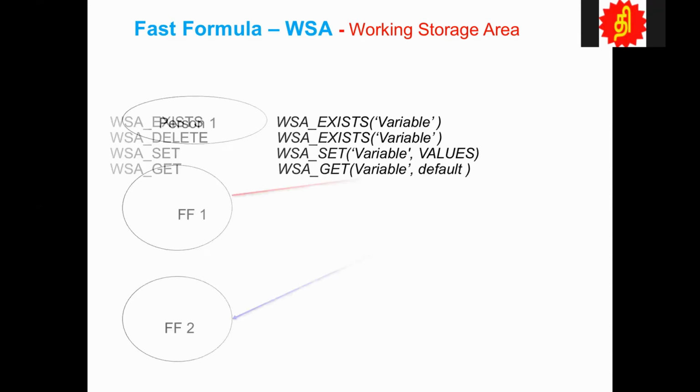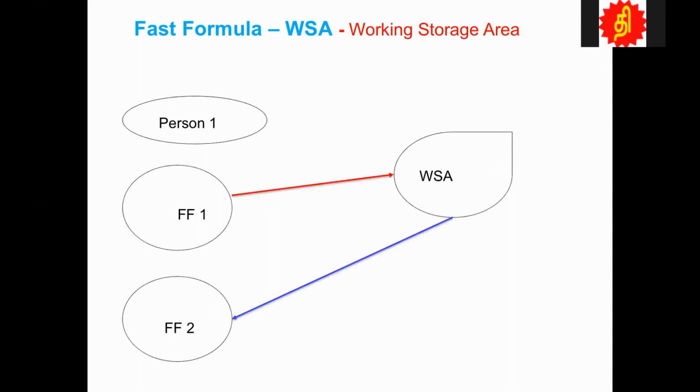Now let's see how it works. Okay, now I'm setting a person. You are setting the FF pass formula 1, and the subsequent formula. After the FF2 is executed, you can get the variable. This is kind of horizontal: we are setting it for one person, then within the person, formula 1 and formula 2 get the value. That perfectly works.